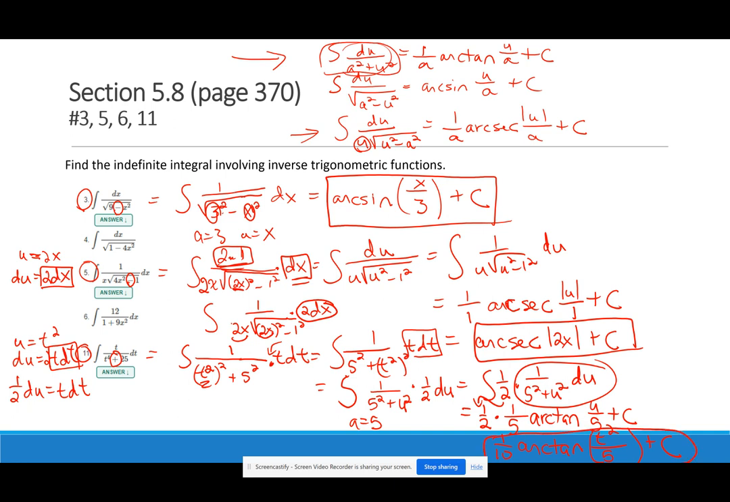Okay. So these are the basics of the 5/8 problems. These are the ones they recommended that you look at. And you can do 6. It's a little easier than the others.